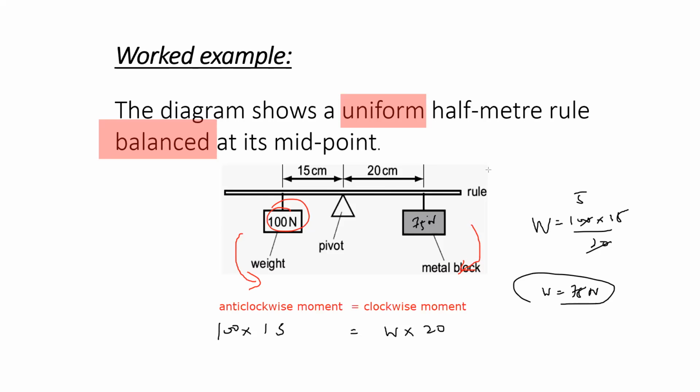Why did we not include the weight of the beam? Because as they mentioned that it is balanced at the midpoint, it means the weight of the beam, the weight of this plank or ruler, is acting at the center, so it is acting on the pivot. It does not contribute to either a clockwise or an anti-clockwise moment. Is it clear, this question, how we work out the weight of a metal block using the condition of equilibrium in which it states that the beam is balanced? Any doubt till this point?